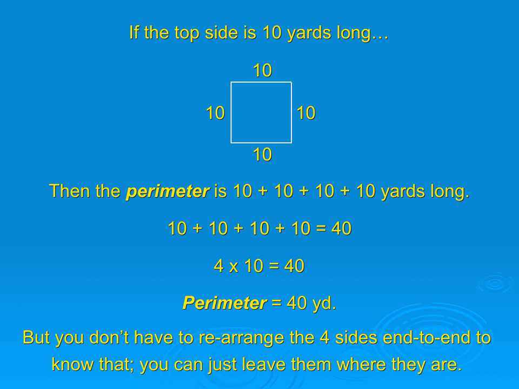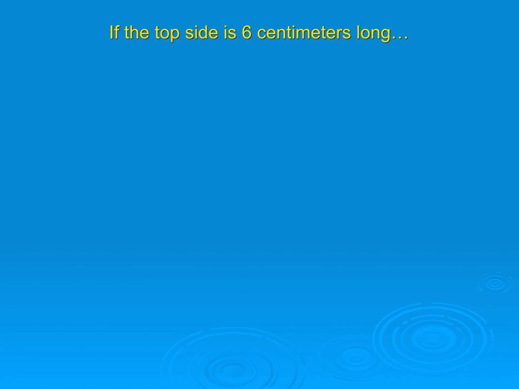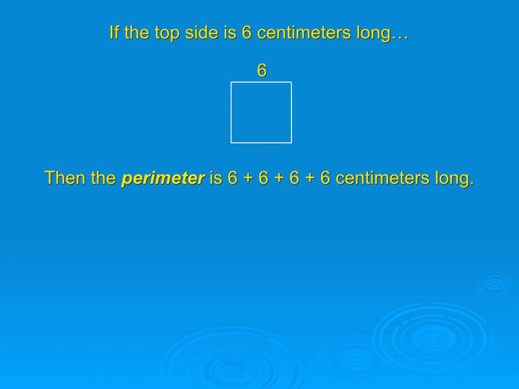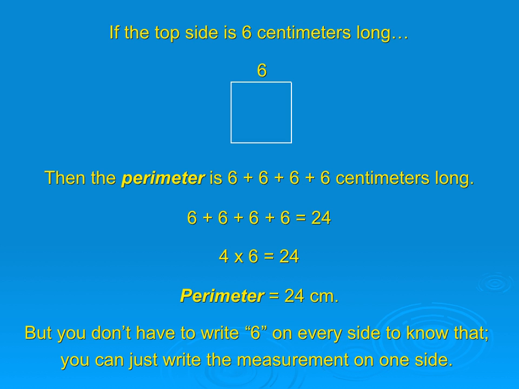But you don't have to rearrange the four sides end to end to know that. You can just leave them where they are. If the top side is, let's say, 6 centimeters long, then the perimeter must be 6 plus 6 plus 6 plus 6 centimeters long, which is 24. Same as 4 times 6, because there's 4 6s. Perimeter is 24 centimeters. But you don't have to write 6 on every side of the square to know that. You can just write the measurement on one side, because they're all the same.